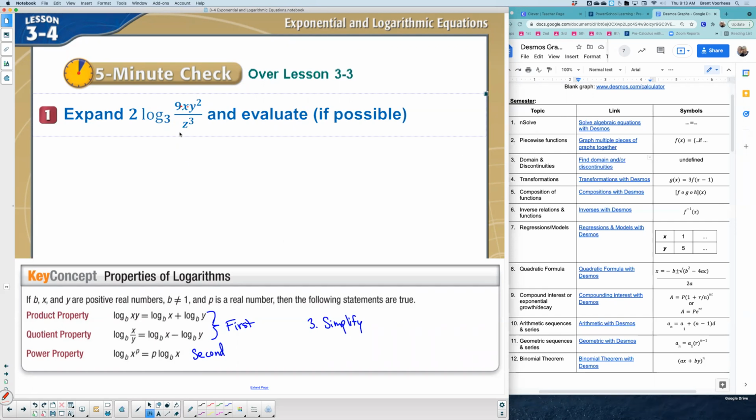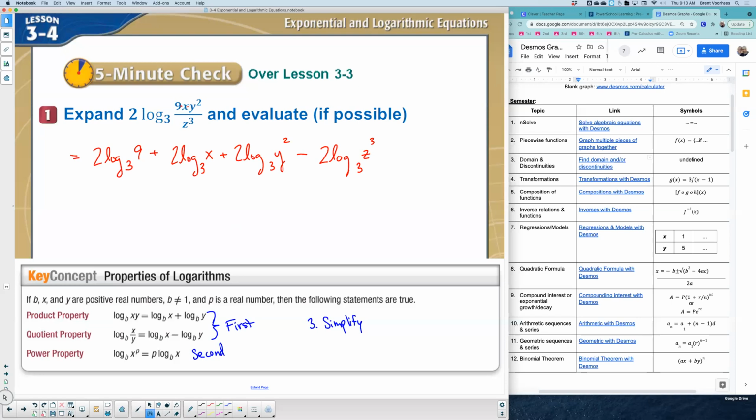Notice this is a 2 log, so all of these will have 2 log base 3s. As I start writing this out, we would be equal to 2 log base 3, and I'm going to do the 9 first. Positive logarithms, or the numerators, add together, like the product property. So then it'll be 2 log base 3 of x plus 2 log base 3 of y squared. Finally, we get to the denominator. That will be a negative log: negative 2 log base 3 of z cubed.